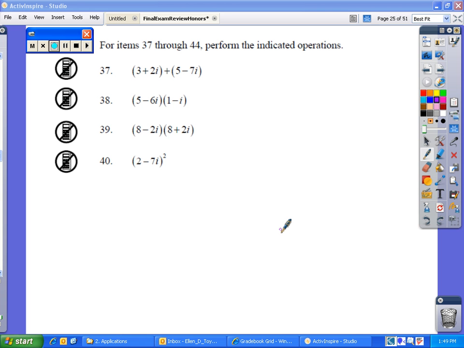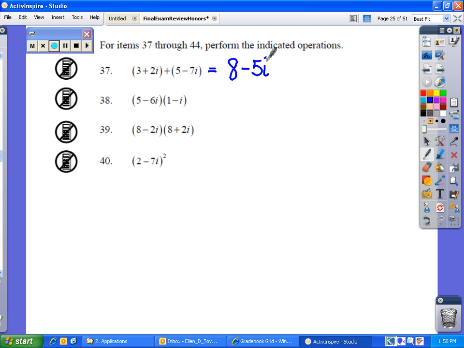Numbers 37 through 40, we're asked to perform the indicated operations. First one is addition, the other three are multiplication. We'll start with 37. Remember, with addition or subtraction, we are just combining like terms. So we're going to add the real parts, 3 plus 5 equals 8, and then add the imaginary parts, 2i and negative 7i gives us negative 5i.